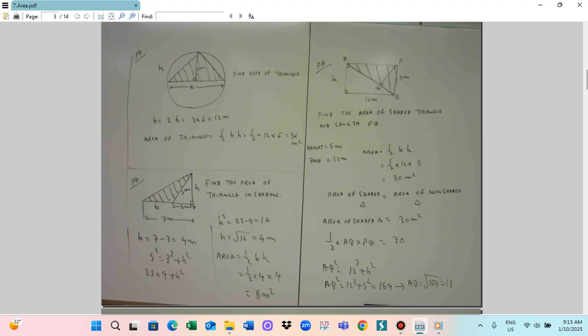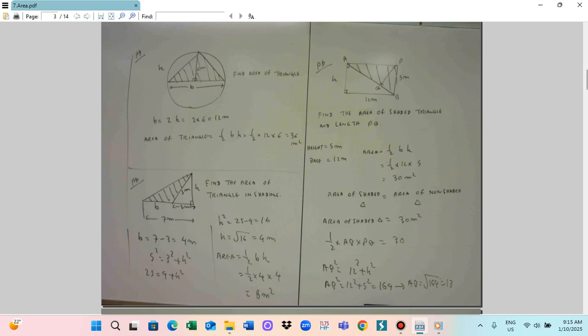Then you can find the area. Area is half multiplied base multiplied height. So half multiplied, base is 12, height is 5. So you get 30 meters square. So this is the area.